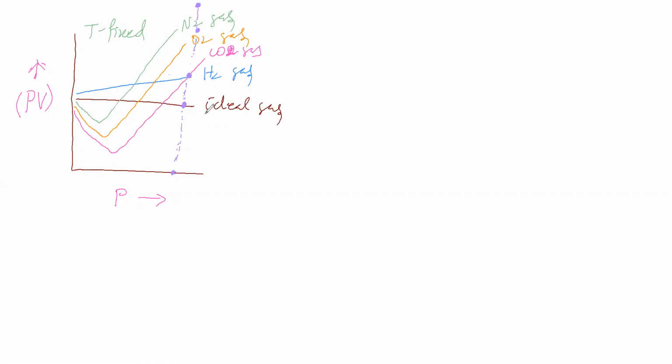Now, we will consider the ideal gas equation. What is the ideal gas equation? PV is equal to nRT. Here we will consider this pressure, the pressure of the gas, which is called the ideal pressure.